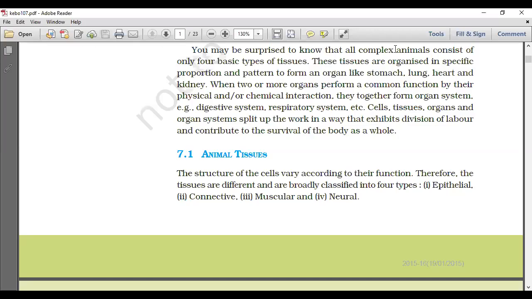These tissues are organized in specific proportion and pattern to form an organ like stomach, lung, heart, and kidney. When two or more organs perform a common function by their physical and chemical interaction, they together form an organ system, like digestive system, respiratory system, circulatory system. Cells, tissues, organs, and organ systems split up the work in a way that exhibits the division of labor and contributes to the survival of the body as a whole.